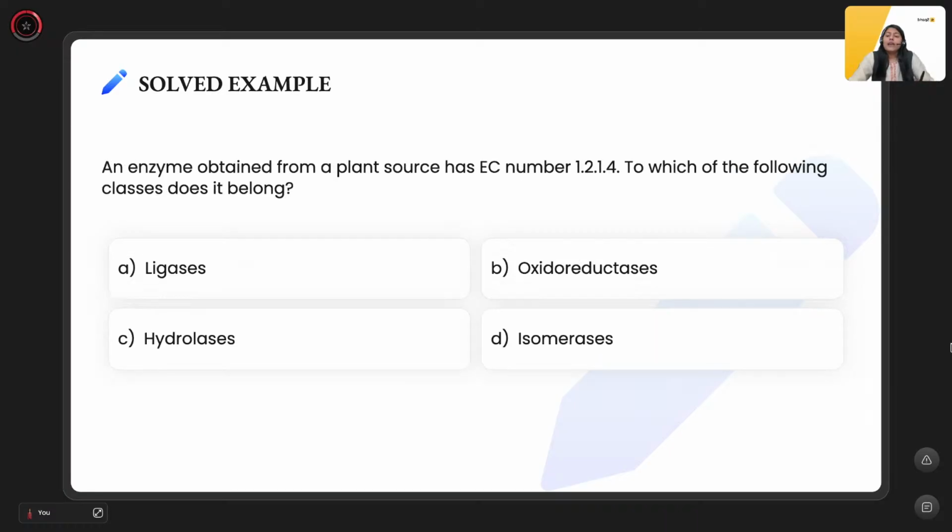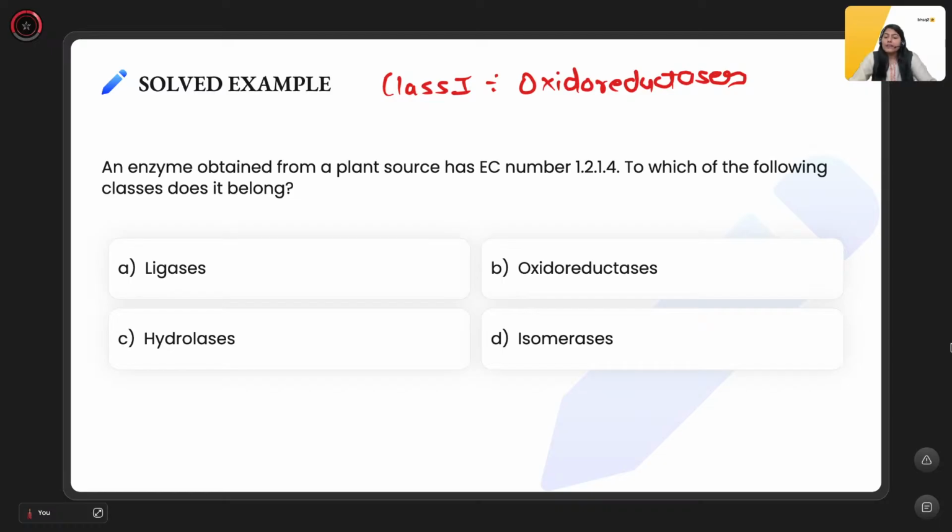Moving on. An enzyme obtained from a plant source has EC number 1.2.1.4. EC is the enzyme commission number. To which of the following classes does it belong? Now, as you know, enzymes are divided into 6 major classes, and you have to remember the names of the classes. So what is class 1? Class 1 is oxidoreductases. Okay. Class 1 is oxidoreductases.